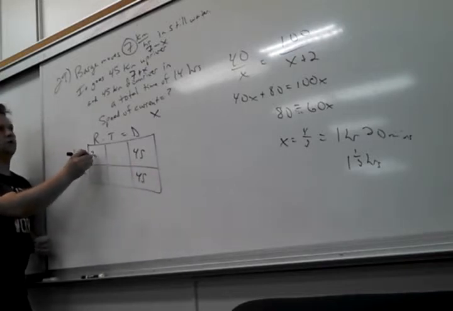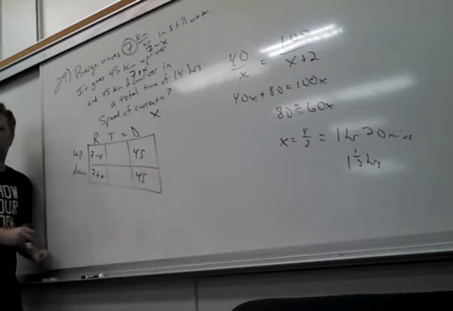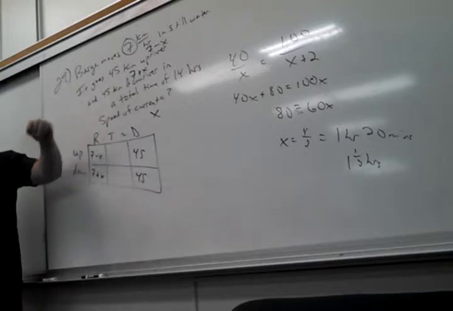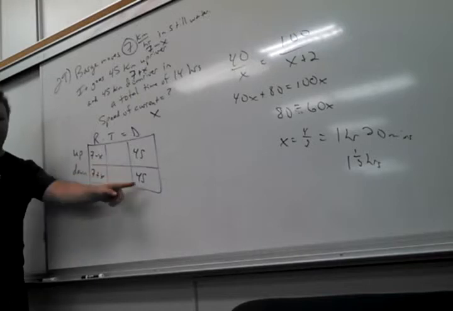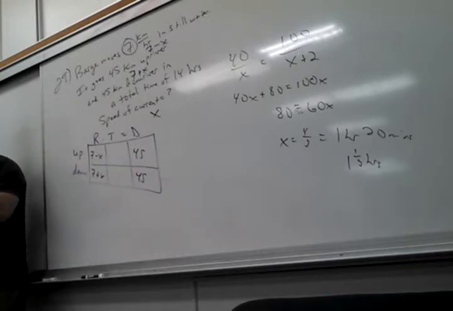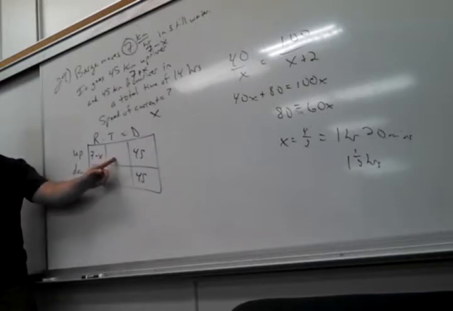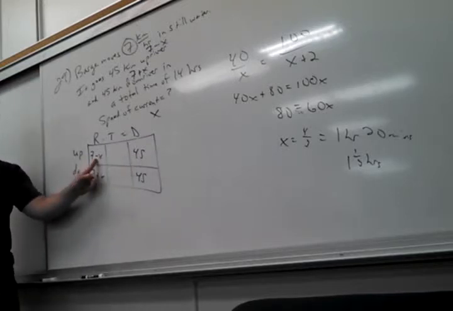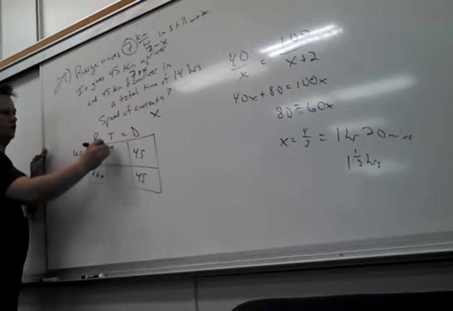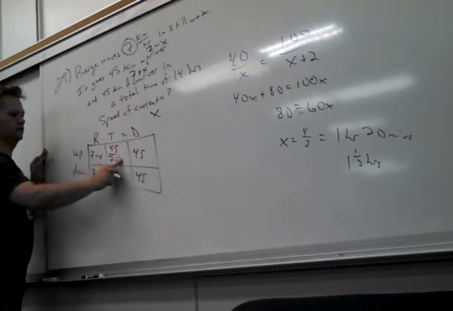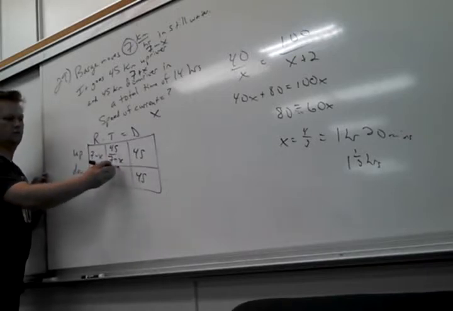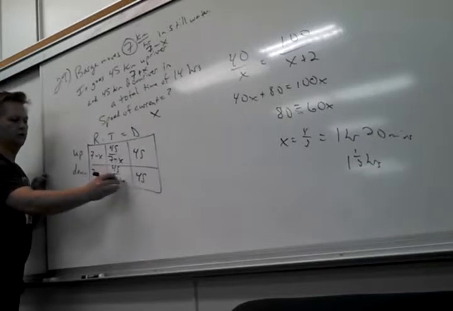Some of you are realizing that the one evil thing you can do to yourself is to continue trying to fill these in. The minute I've got two spots filled in, the third spot fills itself in. What would go here? 45 over that, right? Because time is distance divided by rate. So right there is 45 over 7 minus x. Here is 45 over 7 plus x.